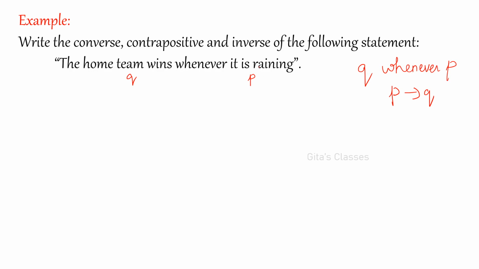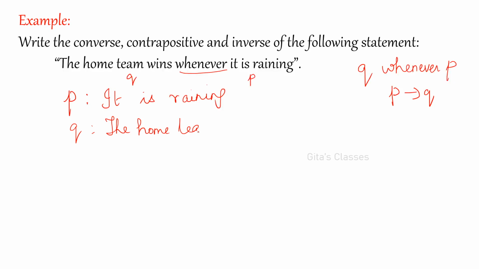When you are writing the converse, contrapositive and inverse, you have to be careful. Write the corresponding statements properly. Whenever you have connectives, remove them. This whenever is to be removed, and write the atomic statements. So P is it is raining. What is Q now? The home team wins. The home team wins is our Q and P is it is raining.